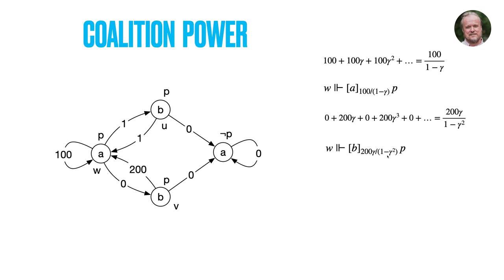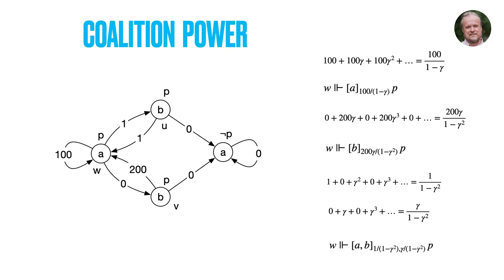Now, if they decide to cooperate, then they can actually do it much cheaper. Namely, what they can do is send the game between states W and U back and forth, and then agent A will pay that much, while agent B will pay that much. Therefore, the total cost to the coalition is much less.